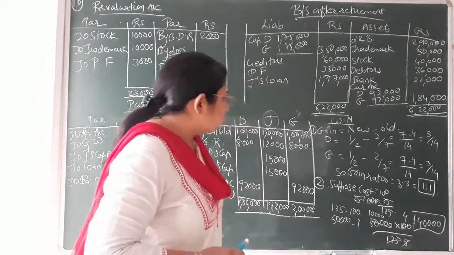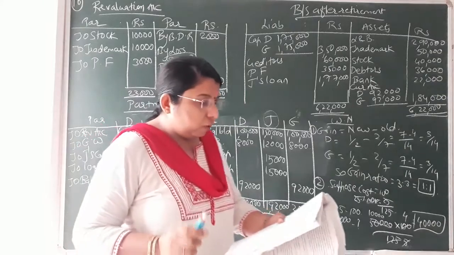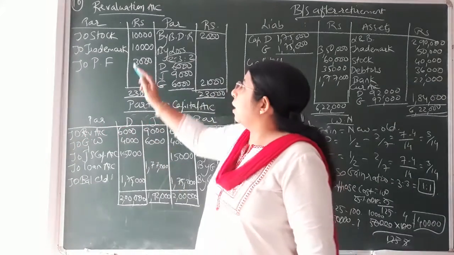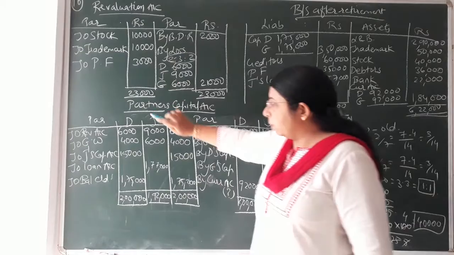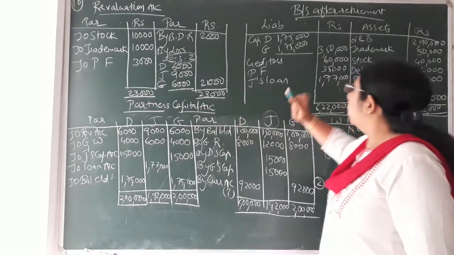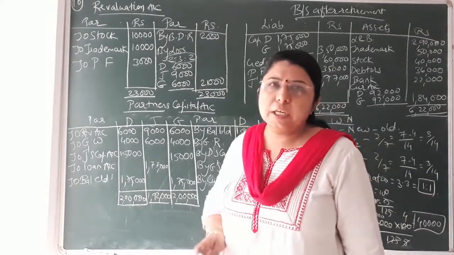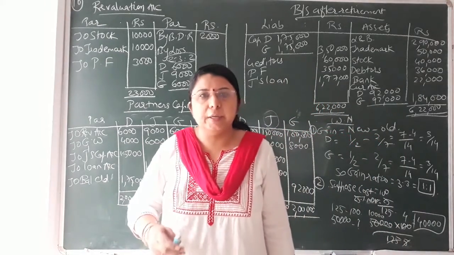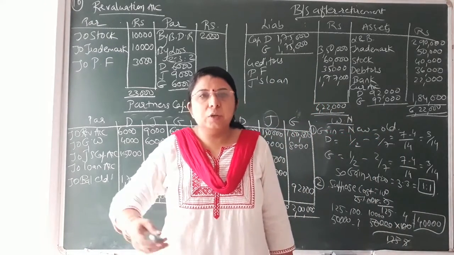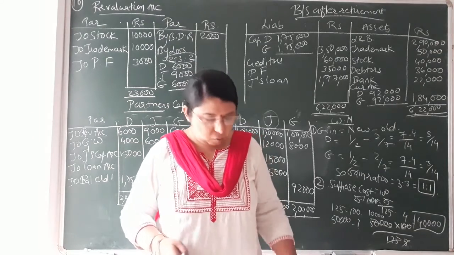Okay. So first of all, let us start with the calculation. You can see on the board, I have written a revaluation account, prepared partners capital account, balance sheet after retirement. I have not prepared over here bank account or cash account because no entry related to it was given in the question. That's why no need of preparing a separate bank account.